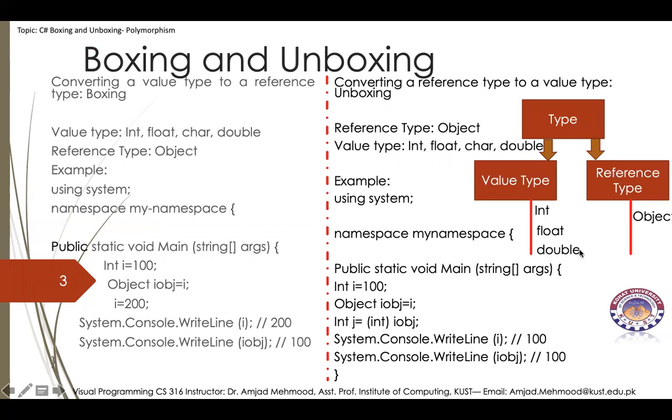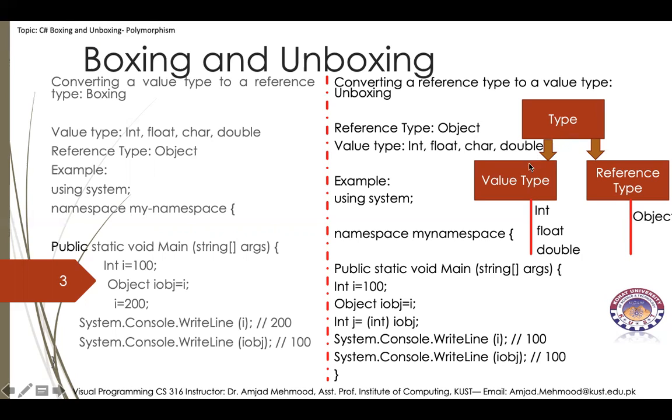Here I'll explain that with the help of an example. In programming you have data types, right? We have two types of data types, value types and reference types. In the value type, as you know, you have integer, float, double, and in the reference type, as the name indicates, it has a reference instead of a value. That's why this is called reference type. And in the reference type you have object.